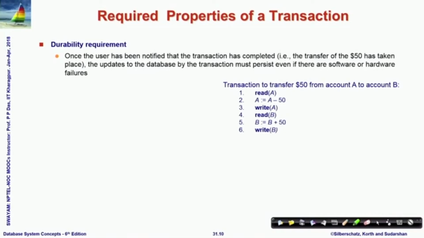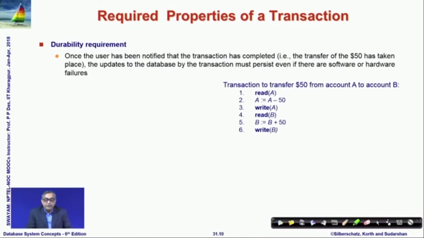The fourth is called the durability requirement, which says that if a transaction has finally completed successfully, then the changes that have been made to the database by the transaction must persist even if there are some software or hardware failures in future. So, once this transaction of transferring $50 from A to B has successfully completed, with the 6 instructions having been executed and the money having been transferred, that should persist even if subsequently some errors, some failures in the database would occur. So, the changes must be durable.